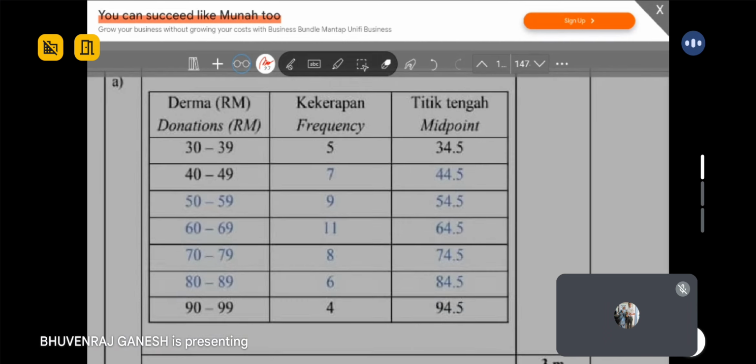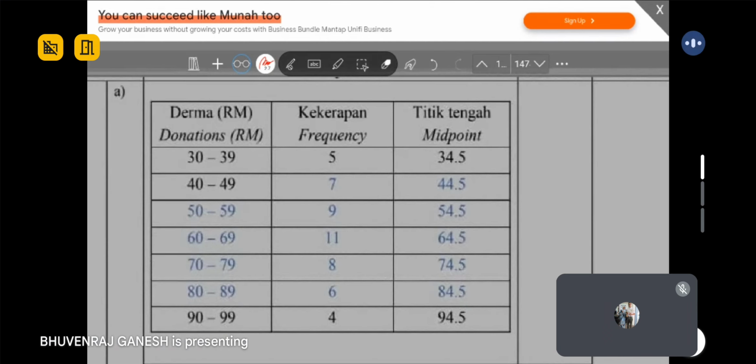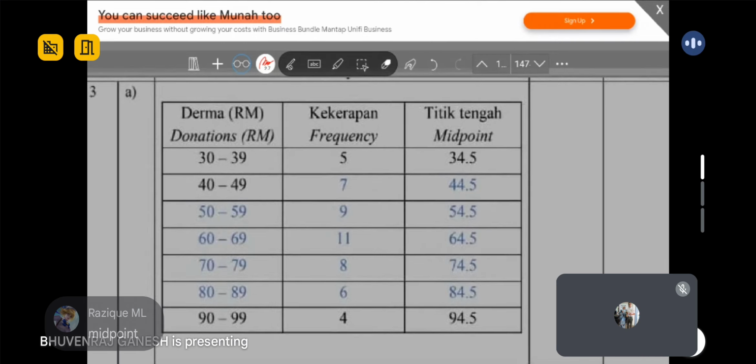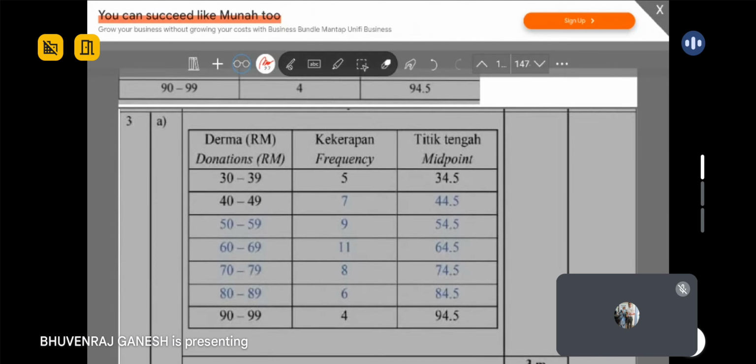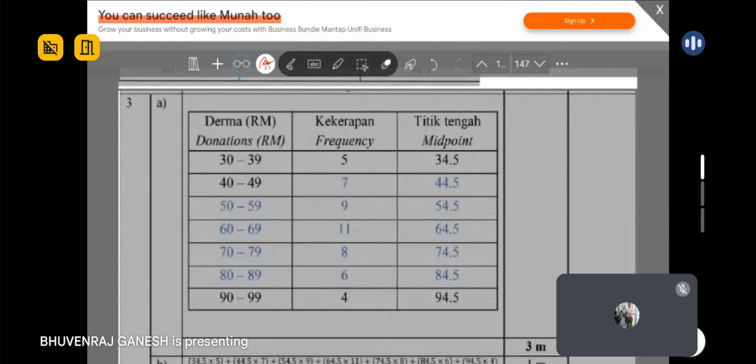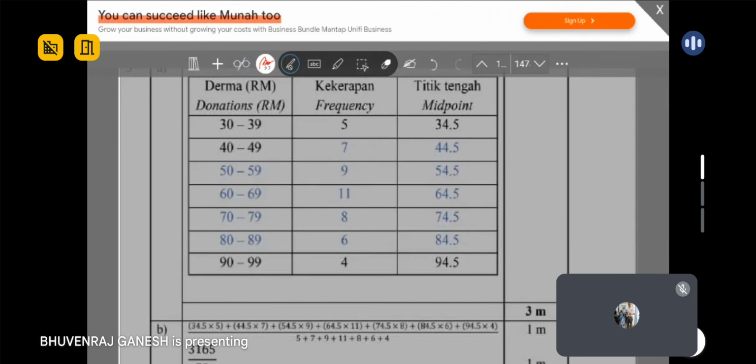Come on, guys. Paksi x kamu bubuh apa? Frequency polygon. Yes. Okay, you can use midpoint, guys. No problem. Or upper boundary, lower boundary also can. Okay, sempadan atas, sempadan bawah boleh. Okay, so you can use the data.